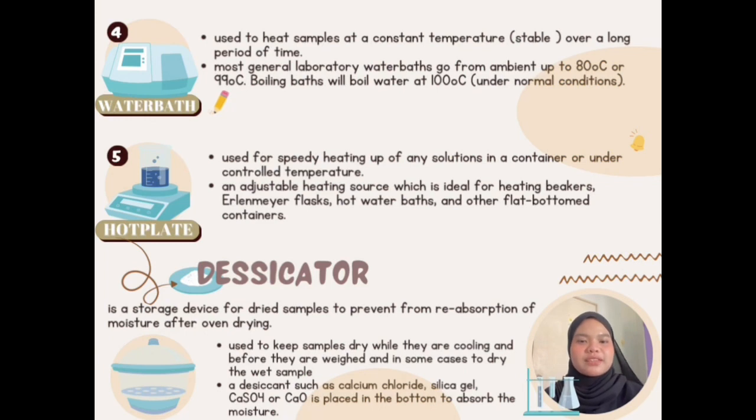Next, let's talk about ways to keep our dry samples safe after fully drying. We will use a desiccator. It is a storage device for dry samples to prevent reabsorption of moisture after oven drying. It is used to keep samples dry while they are cooling and before they are weighed, and in some cases, to dry the weight. A desiccant such as calcium chloride, silica gel, CaSO4 or CaO is placed in the bottom to absorb the moisture.